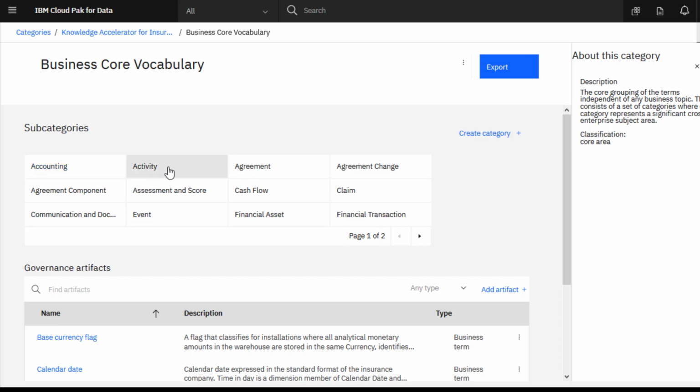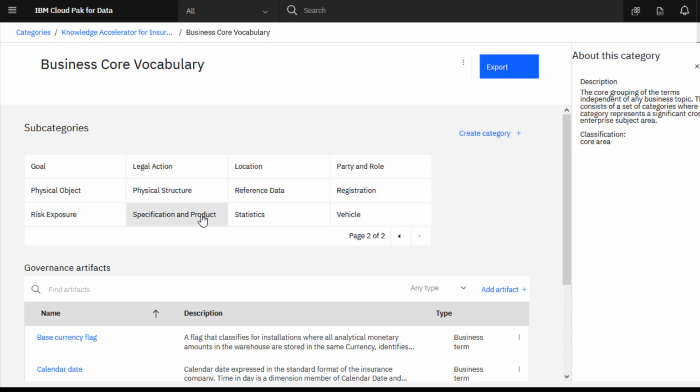Activity covers all types of activities, both insured activities like hobbies, or activities and processes within the organization. Agreement and agreement change and agreement components cover types of insurance policies and how they are changed and decomposed into agreement components. Events include loss events or organization events. And specification and product includes terms that describe the configuration of products and agreement specifications, and so on.